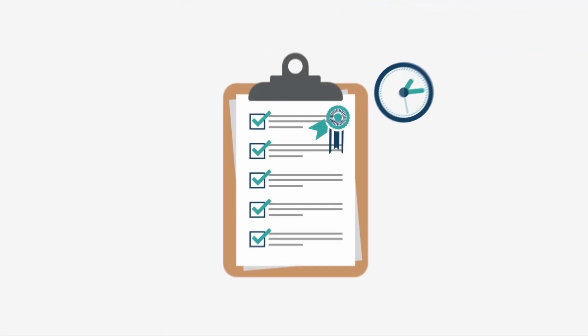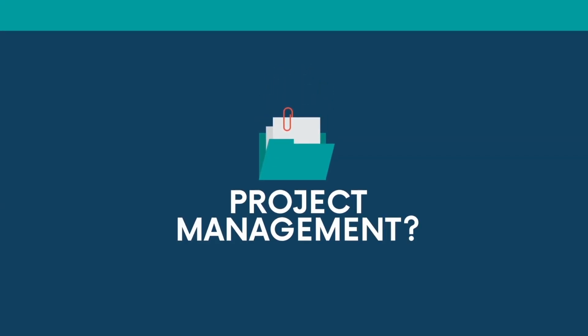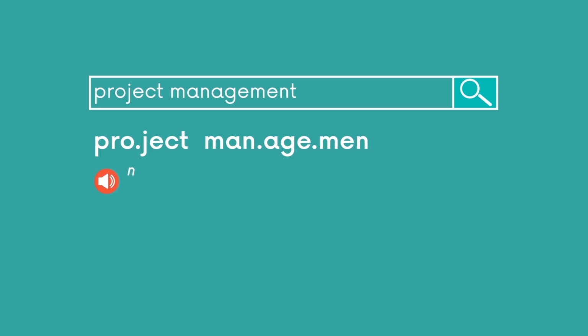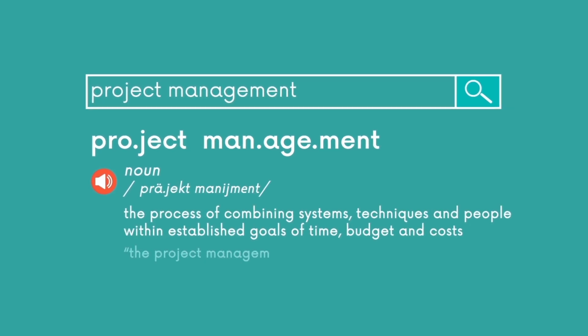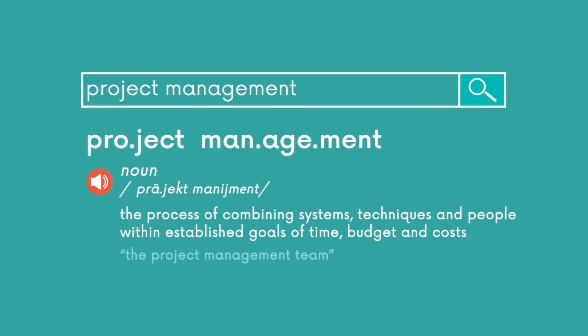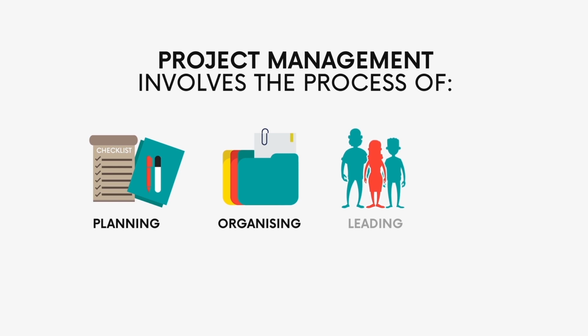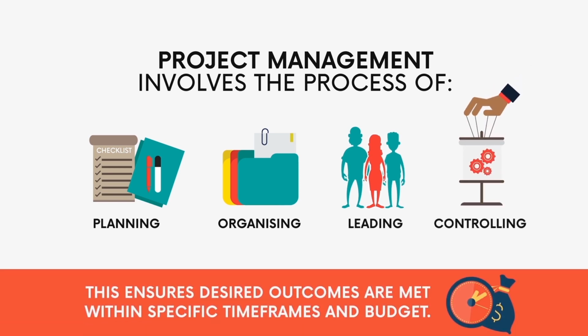The chances of successfully executing a project can be increased by applying tried and tested methods in the discipline known as project management. What is project management? Project management is the process of combining systems, techniques, and people within established goals of time, budget, and costs. It can also be viewed as the process of planning, organizing, leading, and controlling a project to ensure desired outcomes are met within specified timeframes and budget.